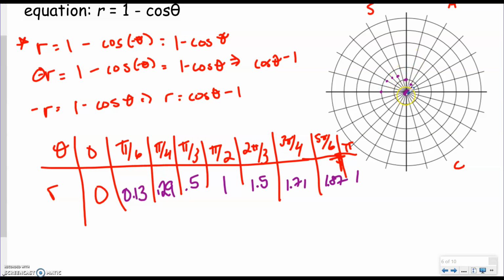So you will notice that we have this little shape here that looks kind of like a heart when you reflect it. So I'm just going to reflect this point, reflect this point, reflect this point, reflect this point, and then we're going to get smaller there. So it goes like this.